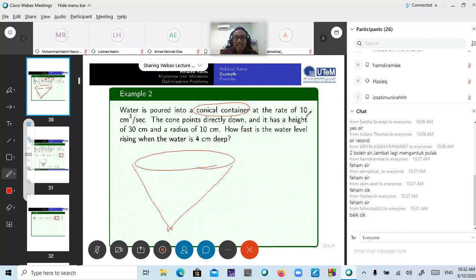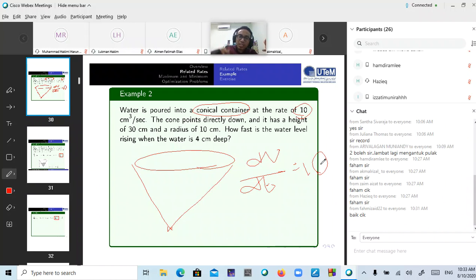A rate of 10 cm cube per second. So, apa 10 cm cube per second ni? Ini adalah dV over dt. Volume dia adalah 10. So, kalau awak tengok, volume dia adalah 10. Again, awak kena fikir. Positif ke negatif? 10 tu. So, dia adalah positif. Kenapa dia positif?